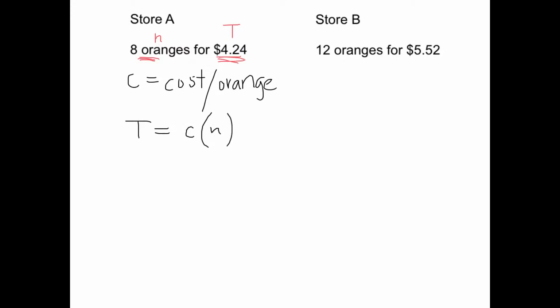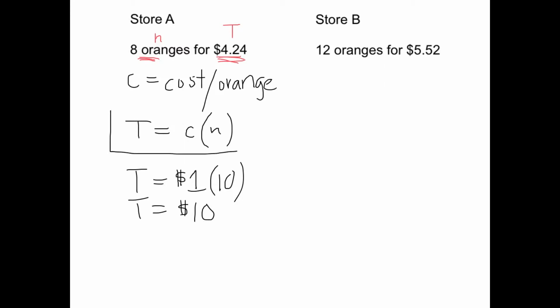Let's think about this for a minute. If I told you that the oranges cost $1 each, and I said to you, how much would it cost for 10 oranges? Well, how would you find the total cost? You would take $1 and multiply it by 10. Therefore, the total cost would be $10. So we're going to do the same thing with this question. To find the total cost, we need to know what is the cost for 1 orange. That way we can find out how much it costs for 30 oranges.